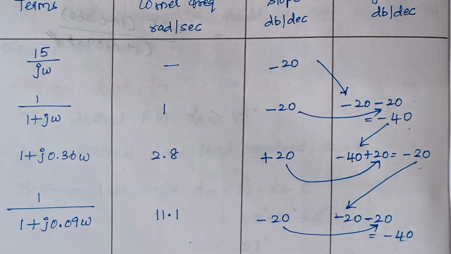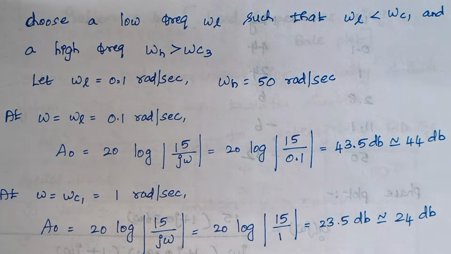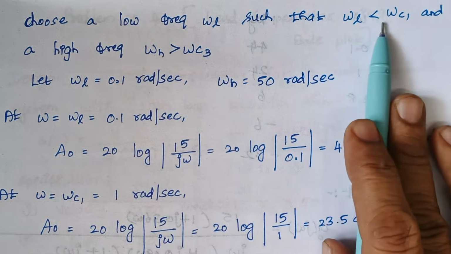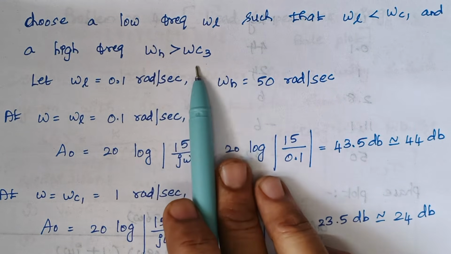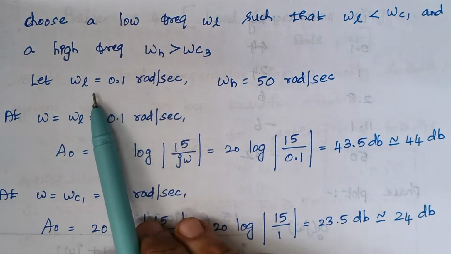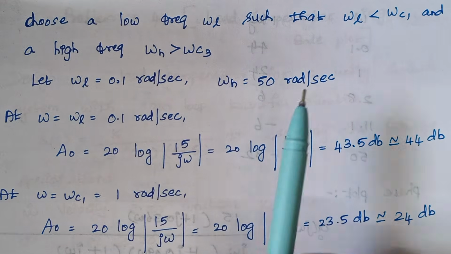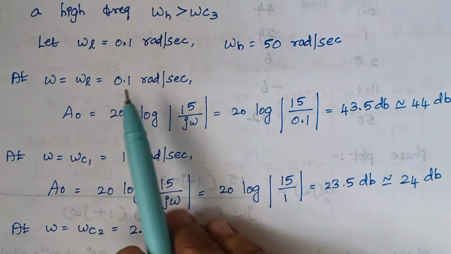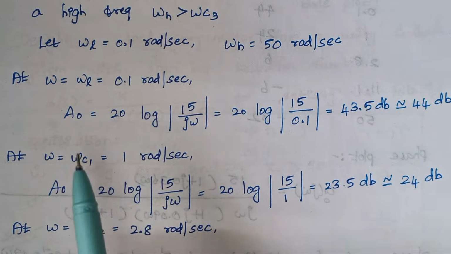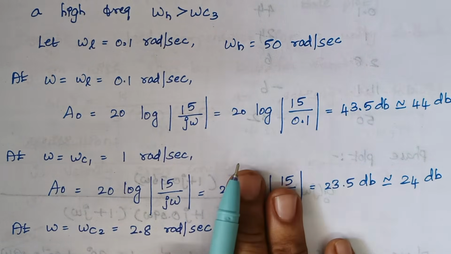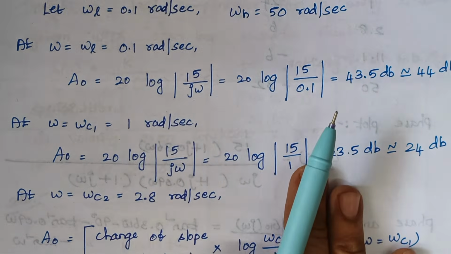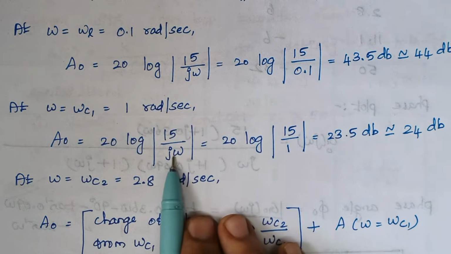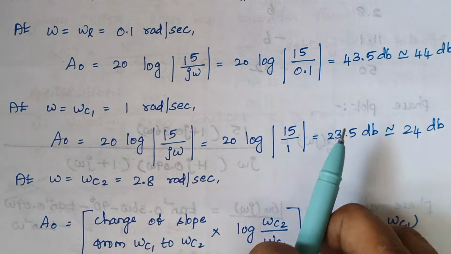Next we are going to find the magnitude for different corner frequencies. As usual, select a frequency omega L which should be less than omega C1, and a high frequency omega H which is greater than omega C3. Here we have selected 0.1 and 50. Just substitute as usual. For omega L and omega C1 we have to consider only the constant with individual omega terms, so here 20 log 15 by j omega. Likewise, at omega equal to omega C1, just substitute the values and calculate the magnitude.